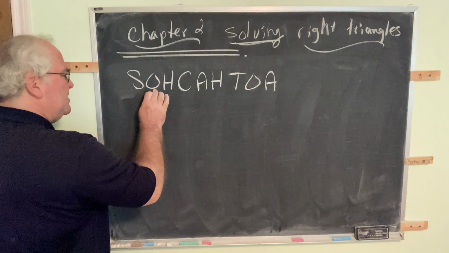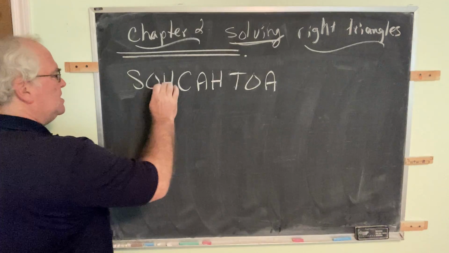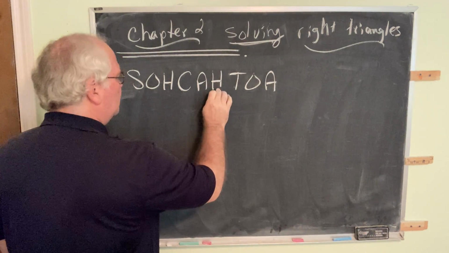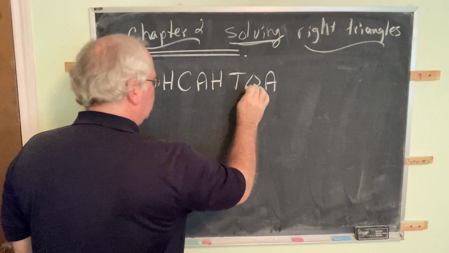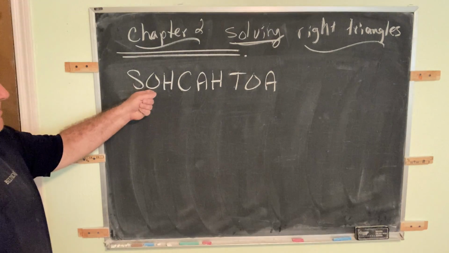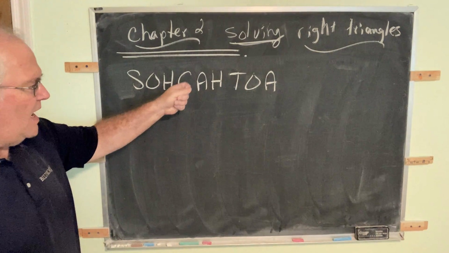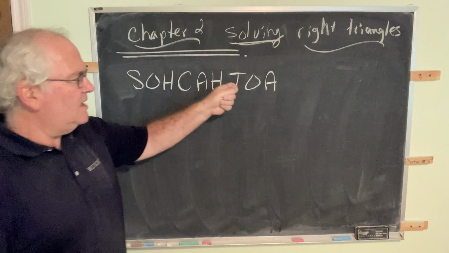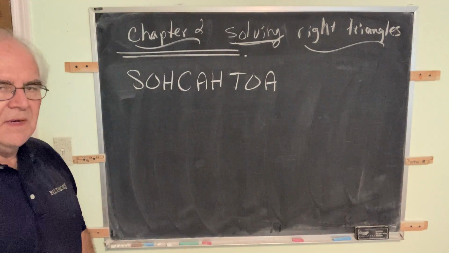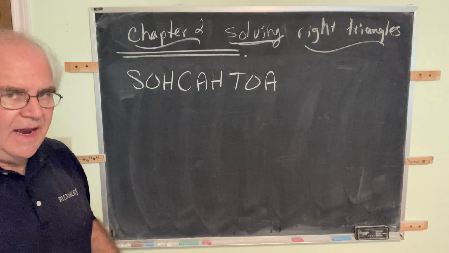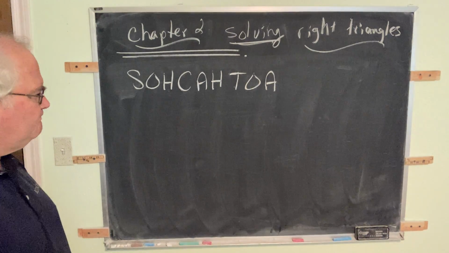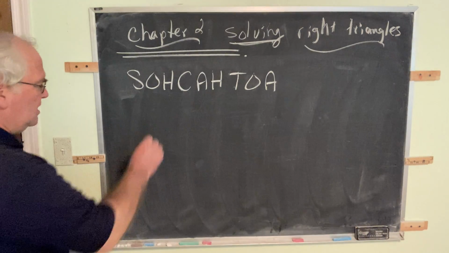Sine is opposite over hypotenuse. Cosine is adjacent over hypotenuse. Tangent is opposite over adjacent. Given that, and a little bit of algebra, you can solve a right triangle. So let's look at the basic ones here.